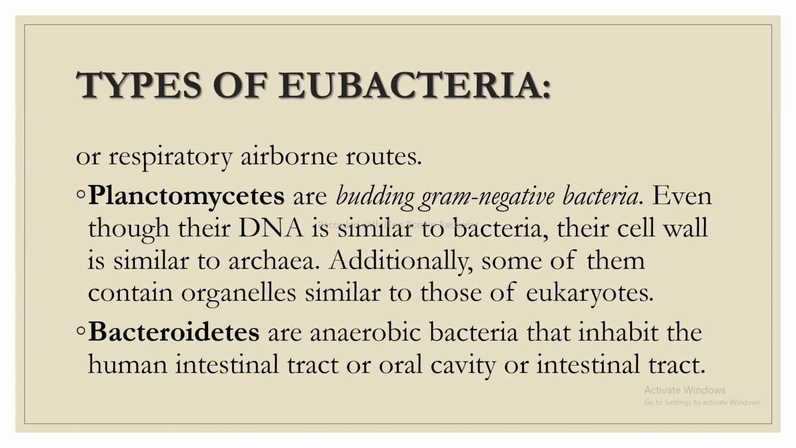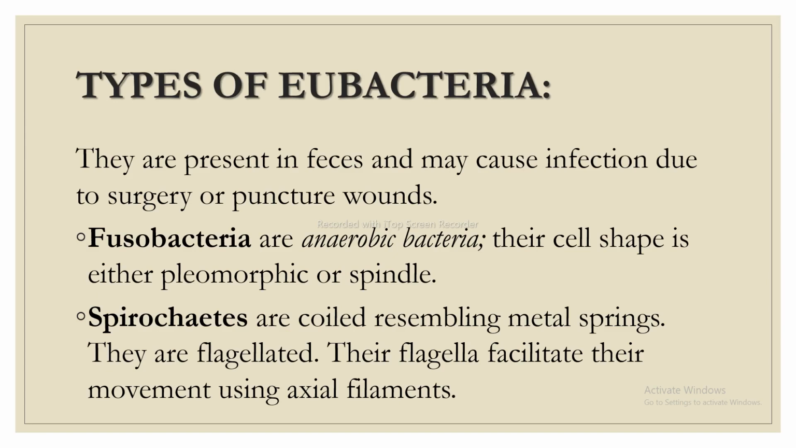And next is the Bacteroidetes. Bacteroidetes are anaerobic bacteria that inhabit the human intestinal tract or oral cavity. So they are present in the feces and they may cause infection due to surgery or puncture wounds. And next is the Fusobacteria. They are anaerobic bacteria. Their cell shape is either pleomorphic or spindle.